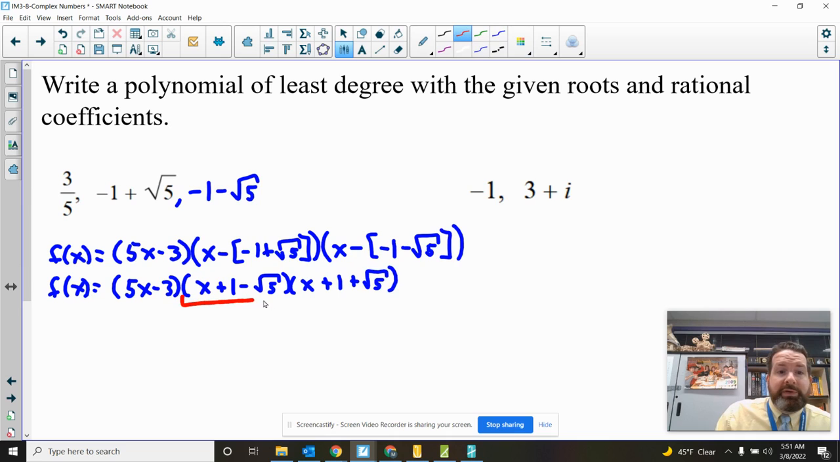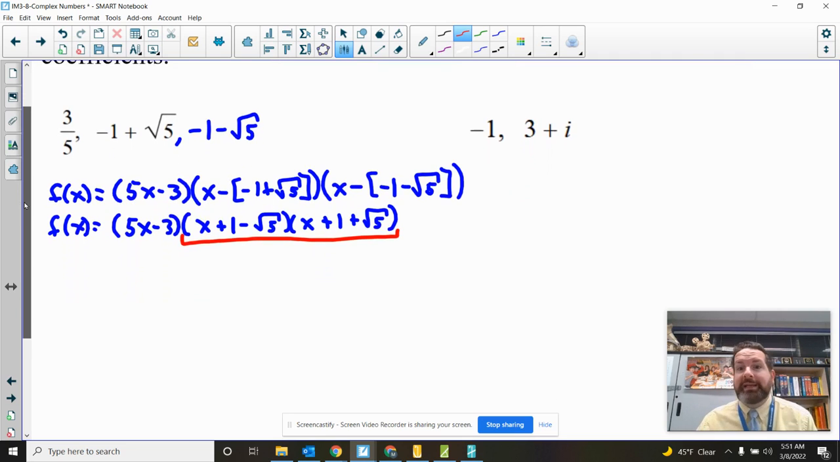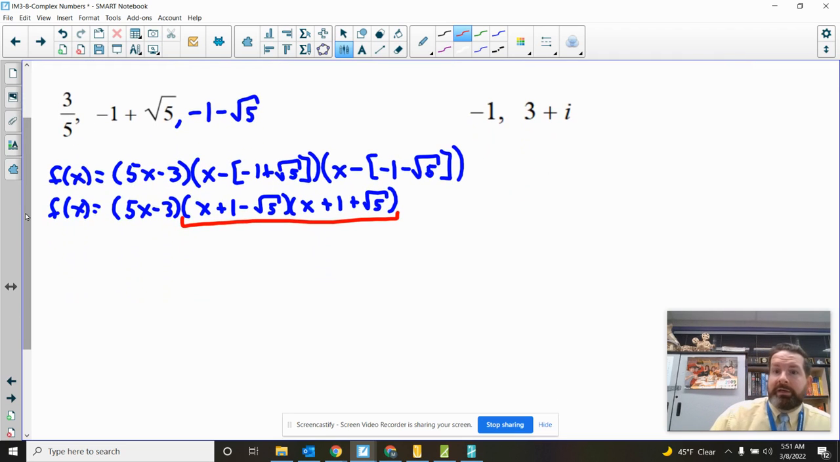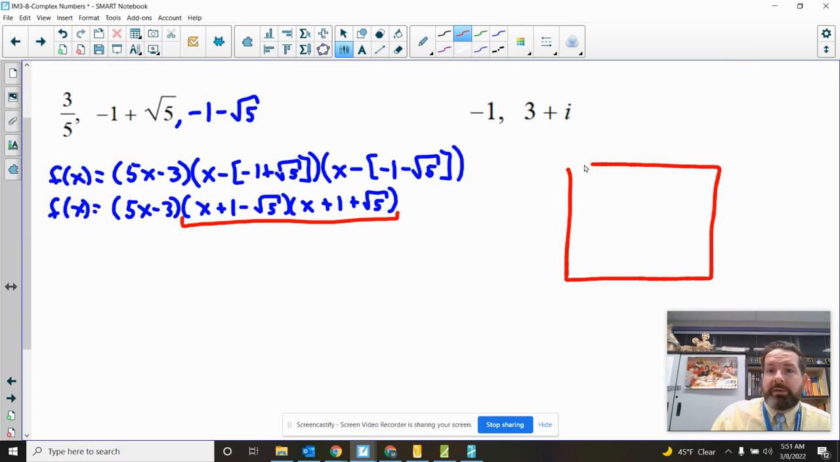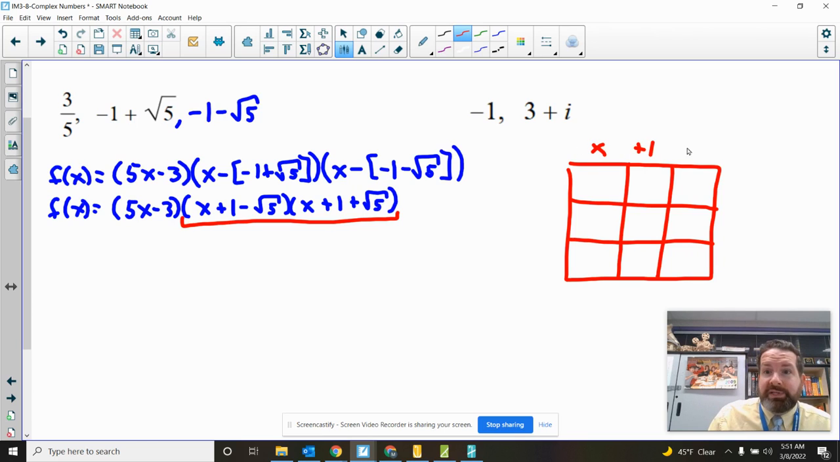The very next thing that I want to do is multiply those two together, the complicated looking ones together. I'm going to do this over here. And the reason I want to do those two is because there's going to be some magic that happens. When you multiply conjugates, a lot of things end up canceling out to 0. So let's see how this works. So x plus 1 minus square root of 5, x plus 1 plus square root of 5.